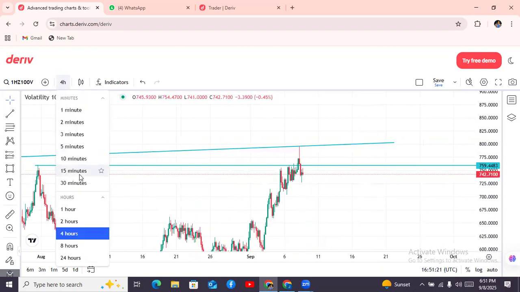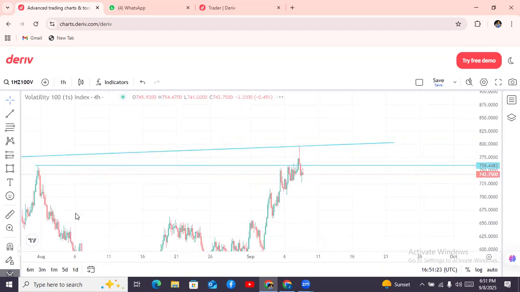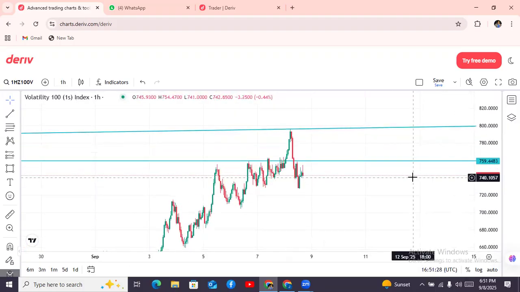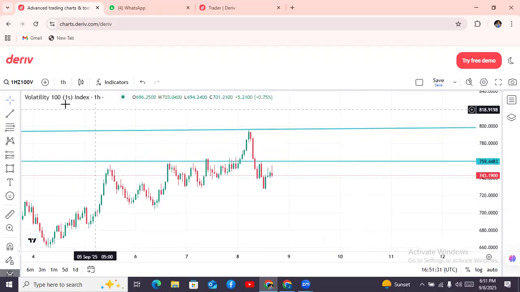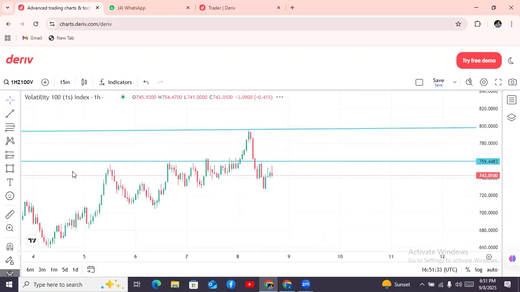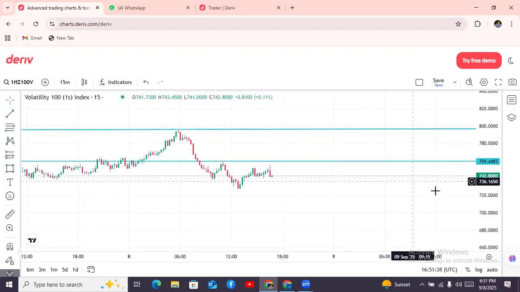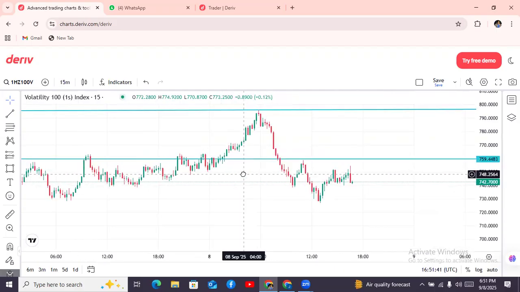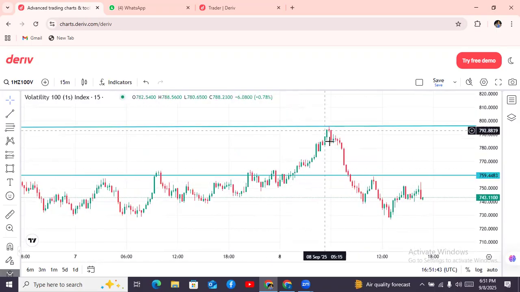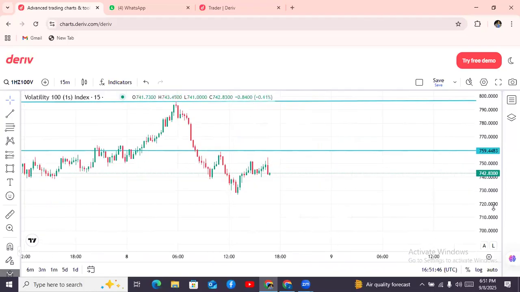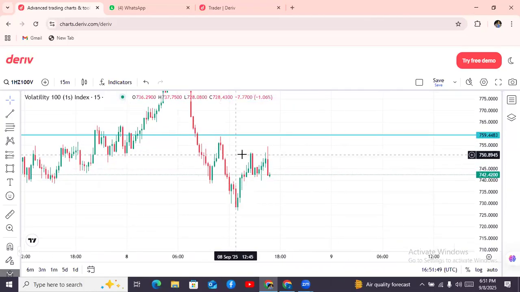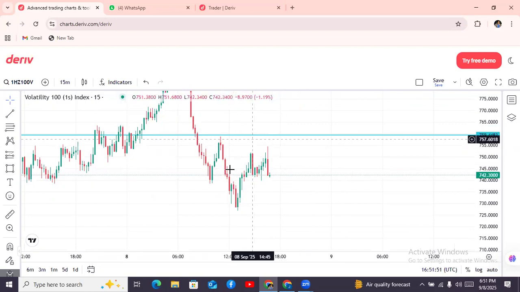What I like to see is a flag. If I don't see a flag, then I don't think it's a very good trade. So if I go to 15 minute, I should be able to see a flag. If I don't see a flag, it doesn't really convince me that much. At this level, I don't see anything that looks like a flag, so it doesn't really convince me to take that trade.